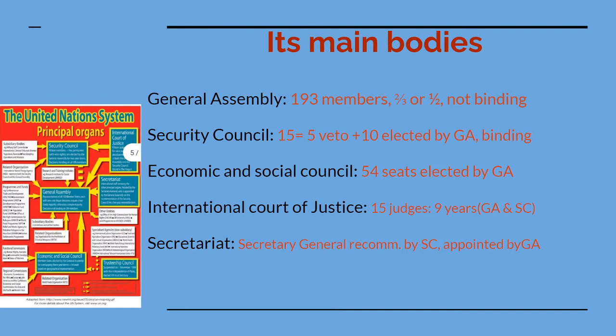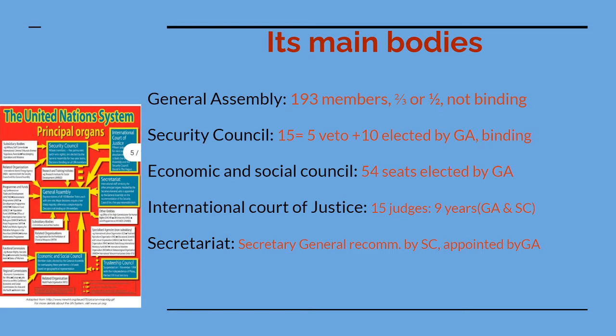Now the main bodies of the UN are the General Assembly, Security Council, Economic and Social Council, International Court of Justice, and the Secretariat. There are one or two more major bodies I have not included, and there are so many other subsidiary bodies which are equally important. We'll have a look at these right now only.